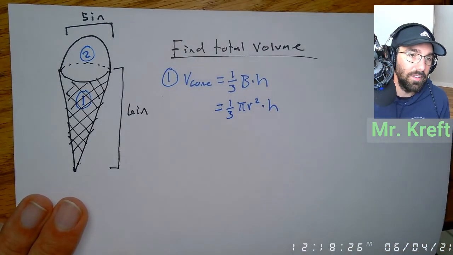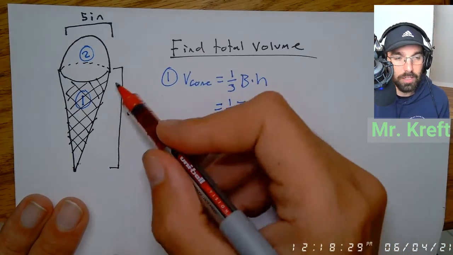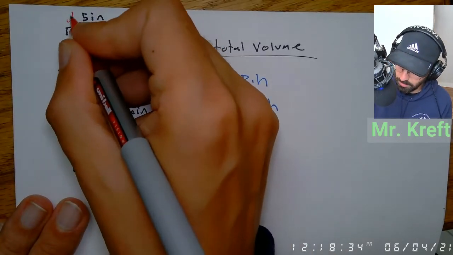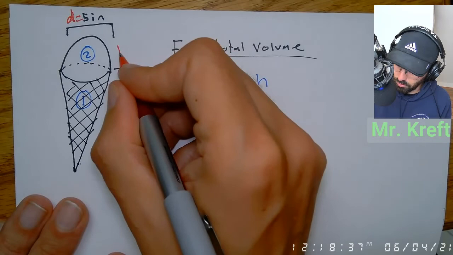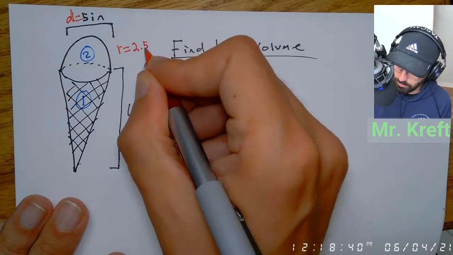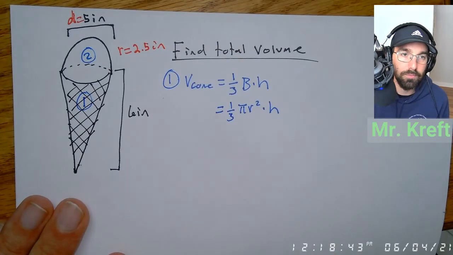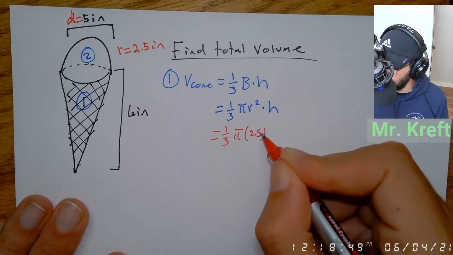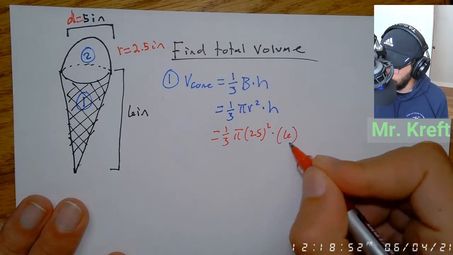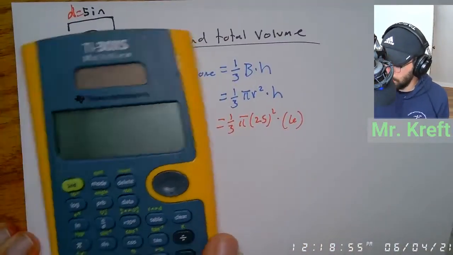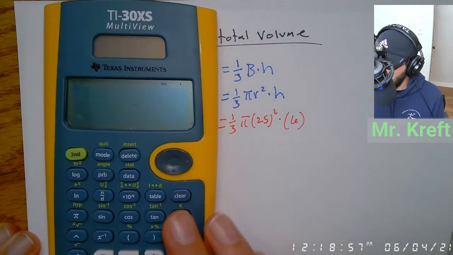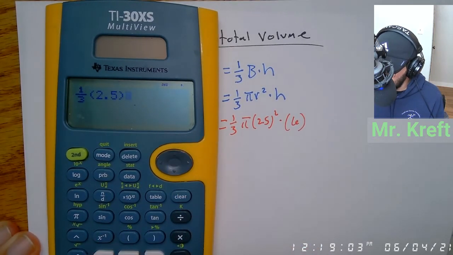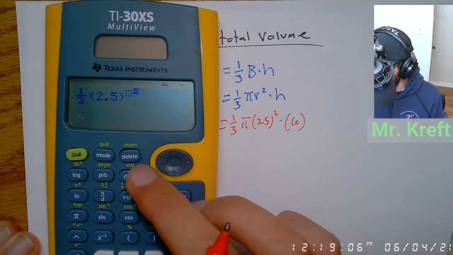So what we need to find is the height of the cone and the radius, right? The height of the cone is 6, and we know that the diameter is 5, so that means the radius is going to be 2.5 inches, or 5/2. So I type this in, I get 1/3 pi, and then 2.5 squared times the height is 6. Again, I'm going to do this without pi in it. So I'm going to have 1/3 times 2.5 quantity squared. Oops, that's not what I meant to do.